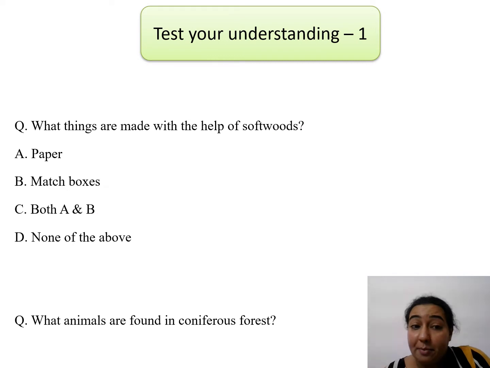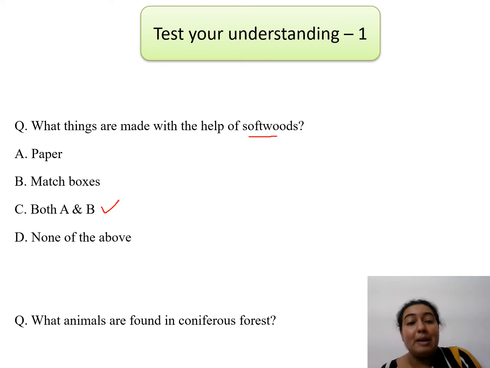You need to tell me what things are made with the help of softwoods. We just now discussed. Is it paper? Is it matchboxes? Is it both, or is it none of the above? We just now discussed, students. So the correct answer is both. Paper is made, and matchboxes are also made, because the wood is very, very soft.